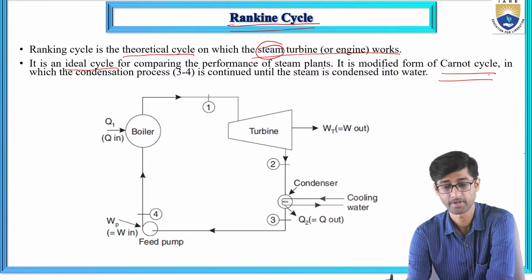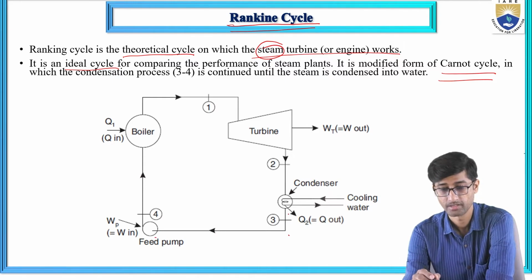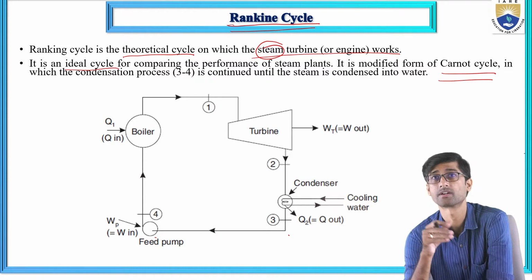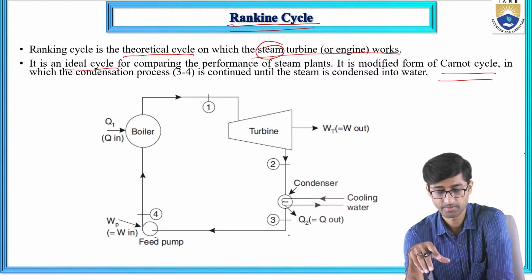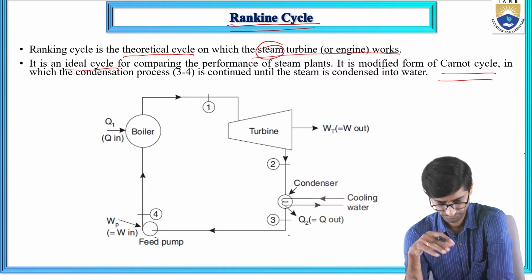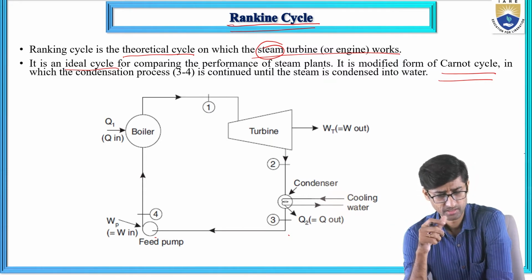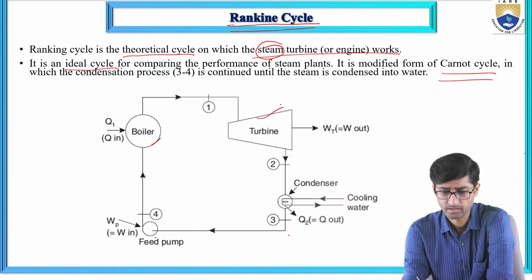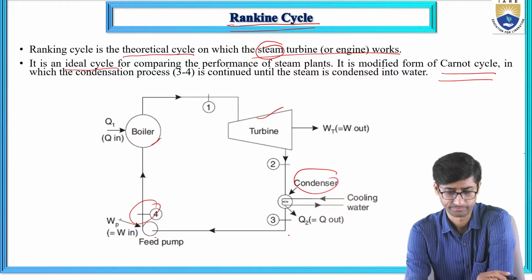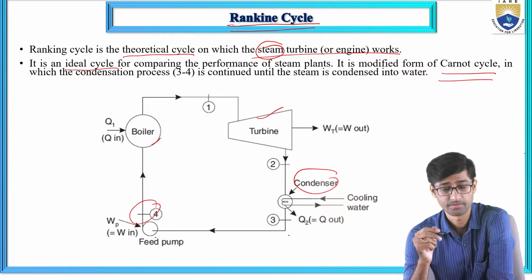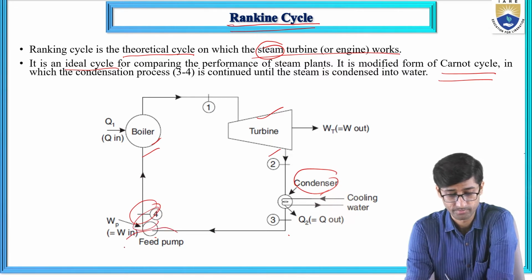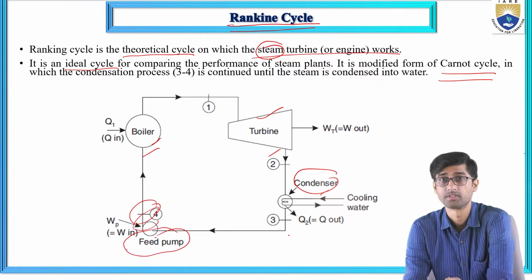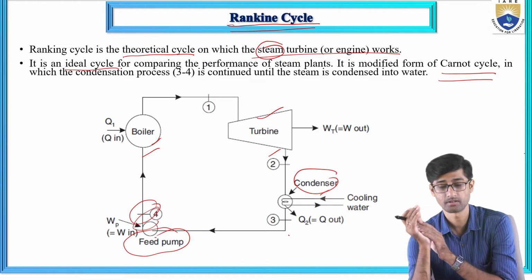It is simply a modified form of the Carnot cycle in which the condensation process, that is 3 to 4, is continued until the steam is condensed into water. Now, these are the components of the Rankine cycle. In the Carnot cycle, we have boiler, turbine, condenser, and compressor. But in the Rankine cycle, we have boiler, turbine, condenser, and instead of a compressor, we are using a feed pump. So the major components of the Rankine cycle are boiler, turbine, condenser, and feed pump.